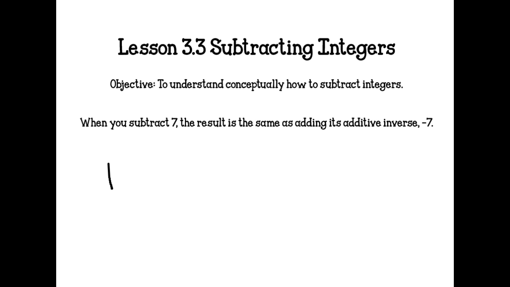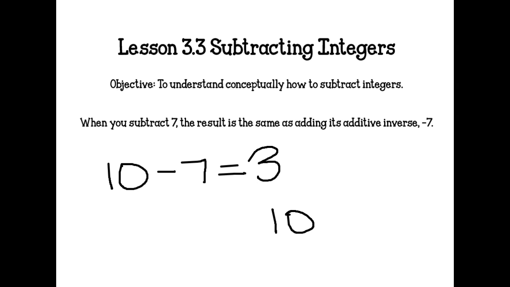If we take 10 minus 7, we get 3 as our answer. And we learned while watching lesson 3.2 that if we take 10 plus negative 7, that is also 3. So what this is saying is that subtracting and adding a negative are very similar processes. You get the same result in the end.